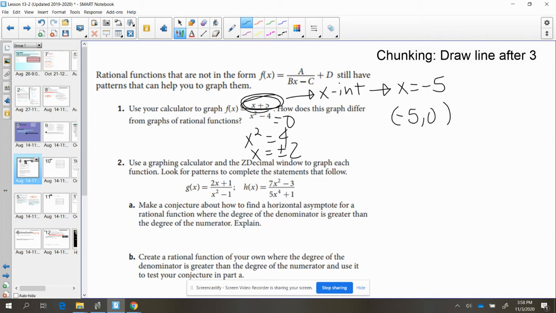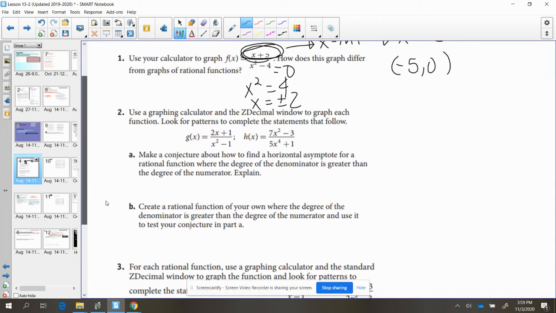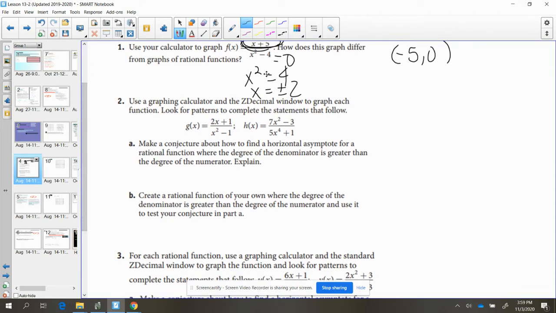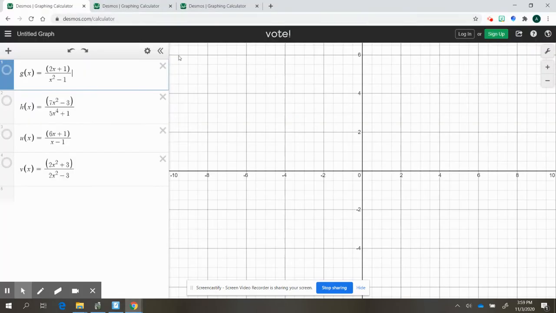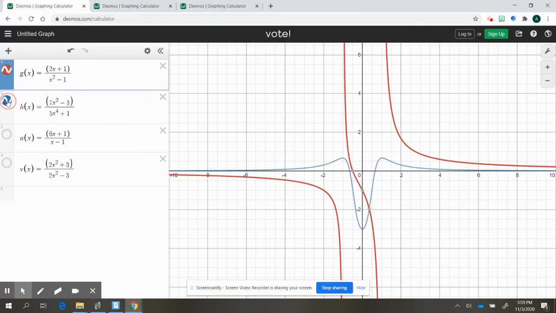Okay. So from here, we're looking to compare what's going on with the horizontal asymptotes based on the functions. So notice here in both g of x and h of x, the degree of the numerator is less than the degree of the denominator, because the degree of the numerator here is 1, the degree of the denominator is 2. Here it's 2, here it's 4. So if we compare these two graphs to each other, g of x and h of x, what we notice here is we have a horizontal asymptote at y equals 0.